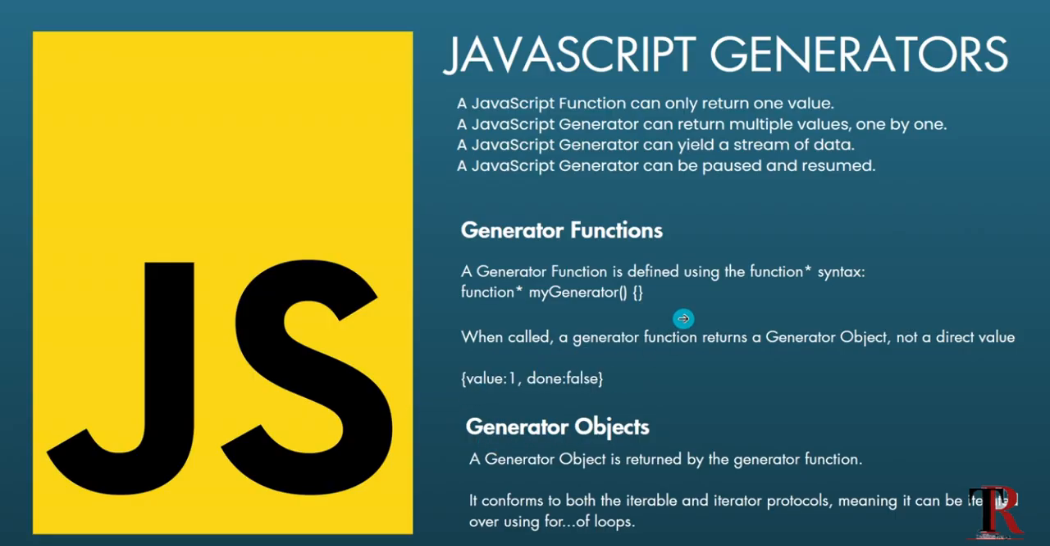Now, let's move on from generator functions and talk about the generator object. A generator object is returned by the generator function, which means that when you run a generator function, what it will give you is a generator object. So I hope you can see the link between both of them now. A generator object is a result returned from a generator function. It conforms to both the iterable and iterator protocols, meaning it can be iterated over using forms of loops.